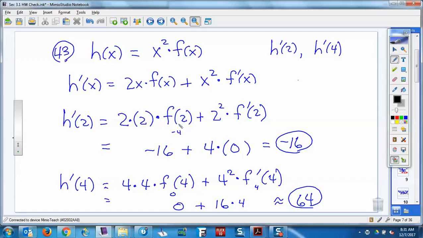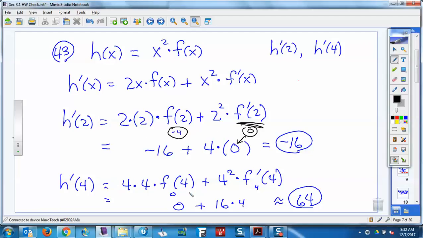Well, I need f of 2. I can just read that right off the graph. F of 2 is negative 4, and that's where I got that right there. And then I need f prime of 2. That's going to be the slope of the f graph. If you go to 2, it's at the vertex there, so the slope is 0. So that's where I got a 0 for that. The rest of those I already have, so you just multiply those out and I get that.